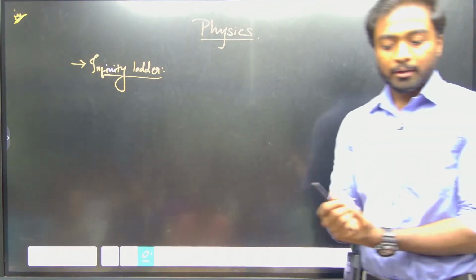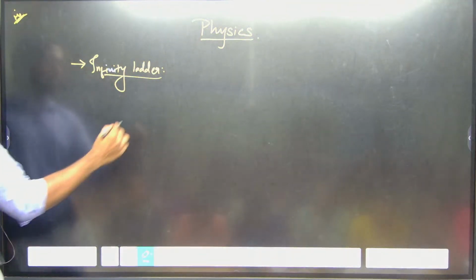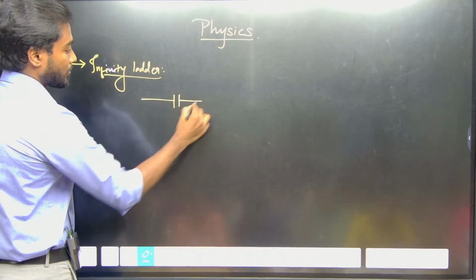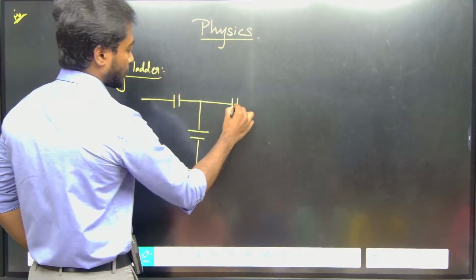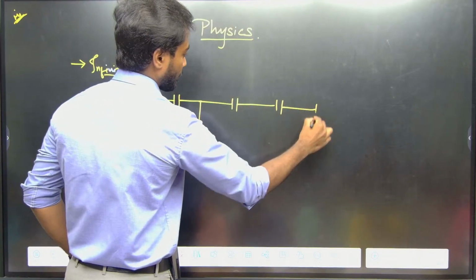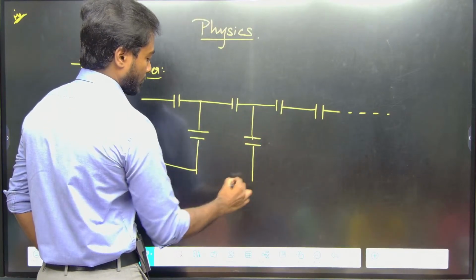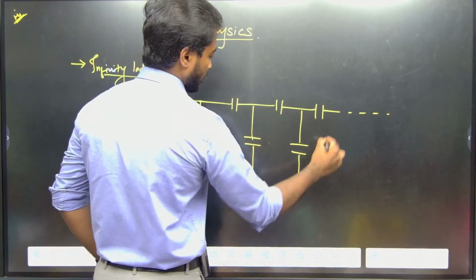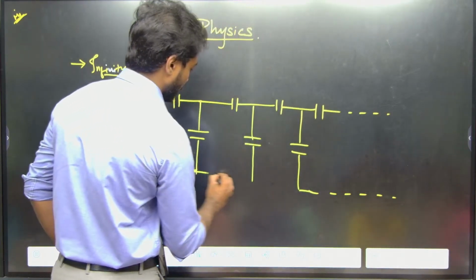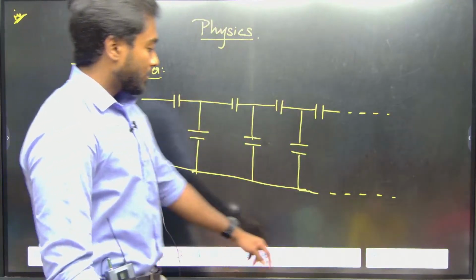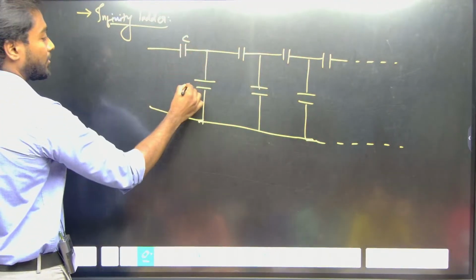So I'll explain the last problem once again. Okay, the infinity ladder. Yesterday we were seeing this problem, no? We have taken this as a C.